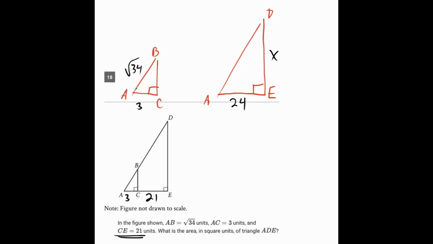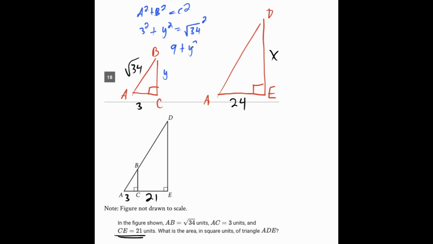So not entirely easy to do because the sides that we're talking about don't correspond. But that's an easy fix. We can use the Pythagorean theorem to find BC. So let's call this y here. And for that triangle, we can say a squared plus b squared equals c squared. 3 squared plus y squared is root 34 squared.